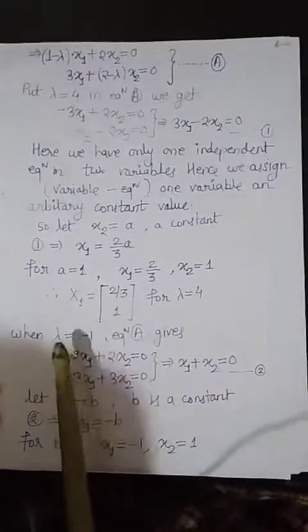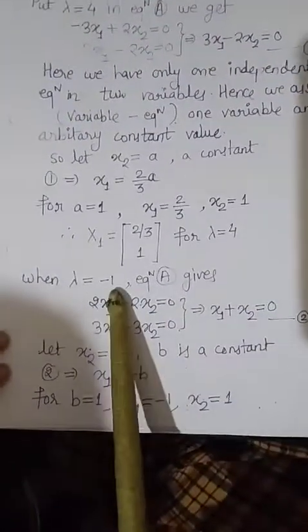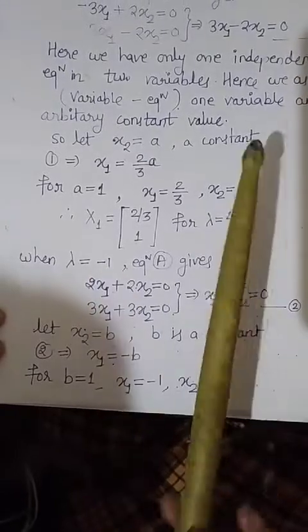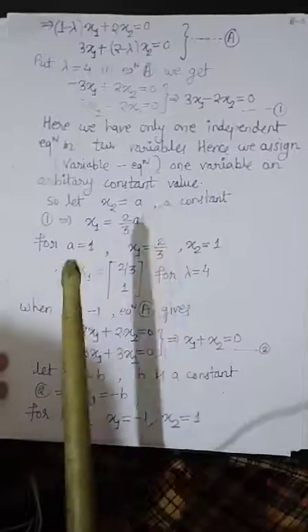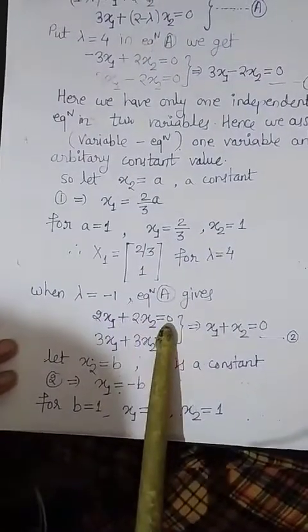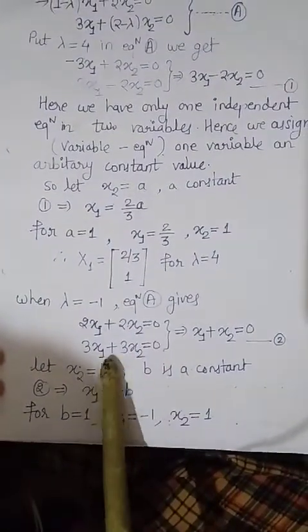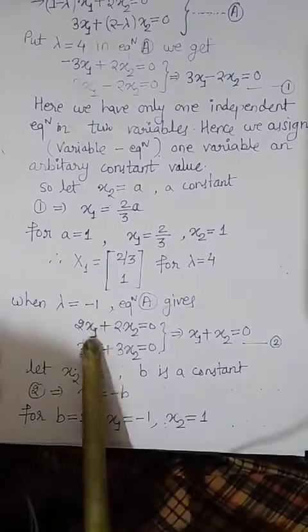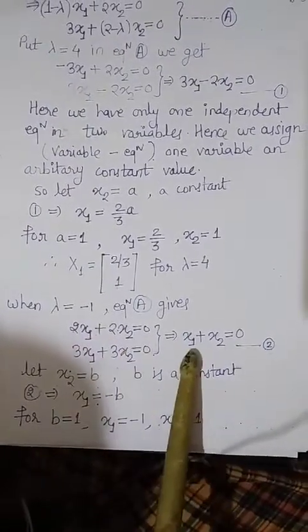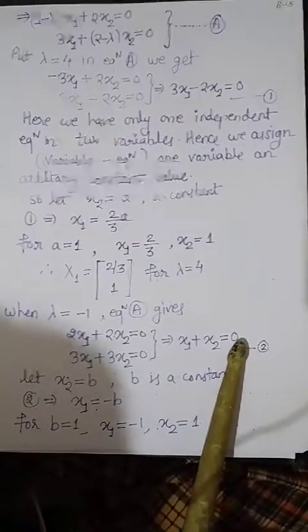In the same manner, we will find the values of x1 and x2 for lambda equal to minus 1. So put these values in equation A. Lambda is minus 1. We get 2x1 plus 2x2 equal to 0, 3x1 plus 3x2 equal to 0. Simplify this, so these two equations are nothing but similar to x1 plus x2 equal to 0.